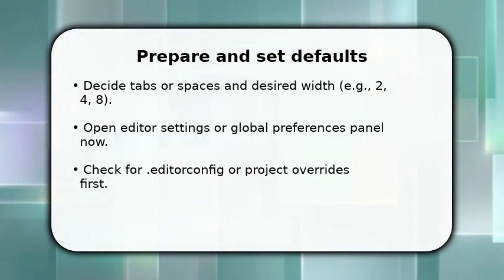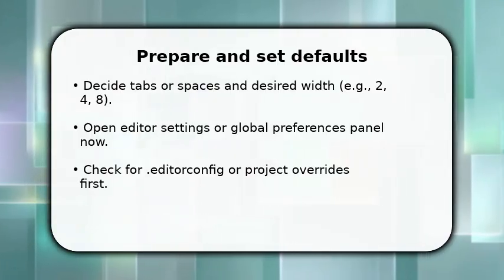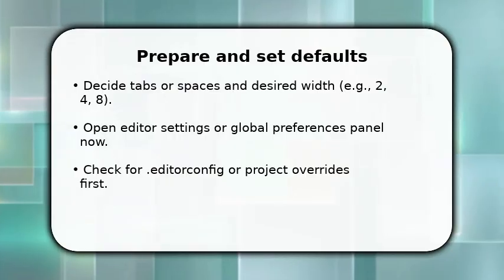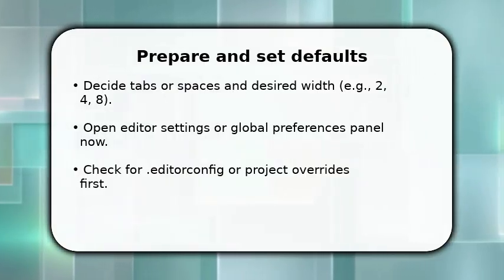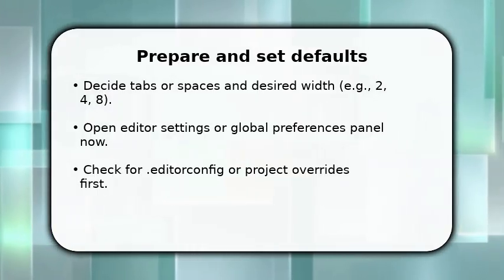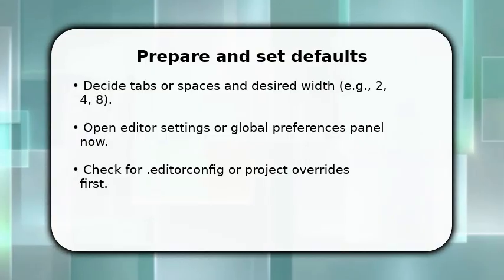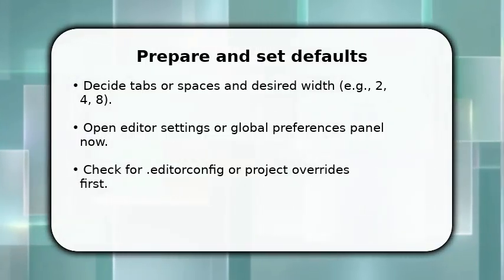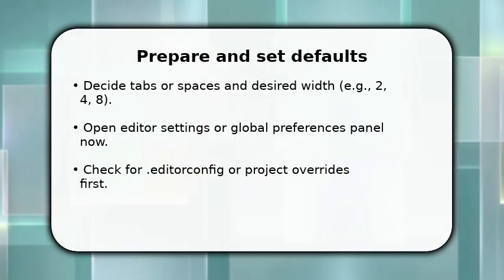You start by choosing tabs versus spaces and the numeric width you want, typically 2, 4, or 8. Open your editor's global settings immediately and look for indentation or tab size entries. Do not assume defaults. Once done, inspect the project root for an editor config or IDE project file because those can override your global choice.